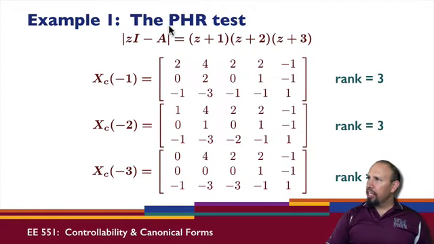If I look at the PBH test, here, if I take the characteristic polynomial, here's my characteristic polynomial, I factored it, so my eigenvalues are -1, -2, and -3. If I plug these eigenvalues into the matrix, these are the matrices I get, and I can go through and show that each of these has rank equal to 3. That means my system is controllable.